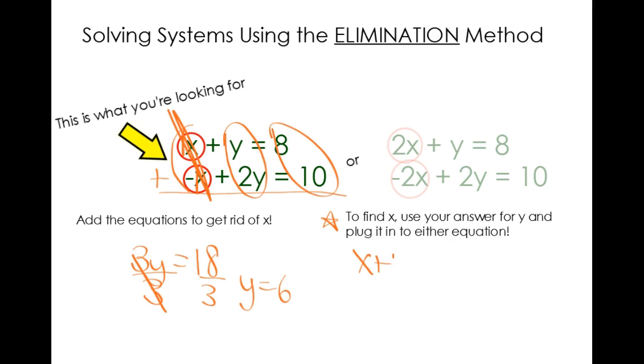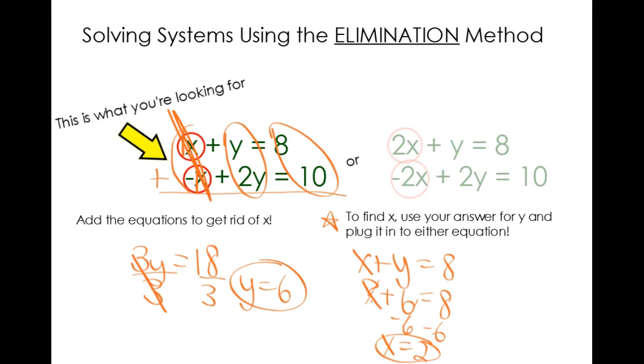So we're going to say x plus y equals 8. If y is 6, Grant, what does x have to be? It's got to be 2. So usually the plugging in part is really simple. So x equals 2. Now normally we do a check as well.